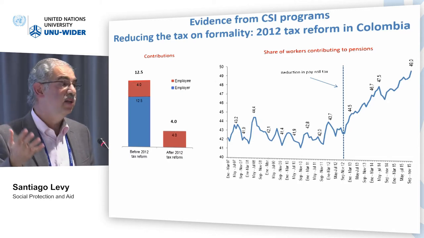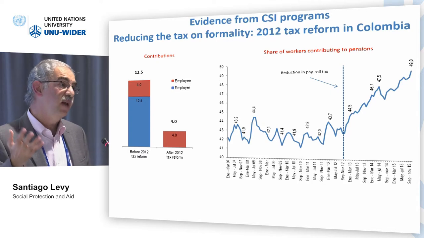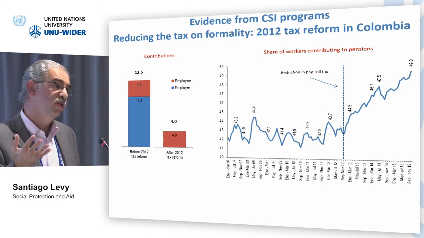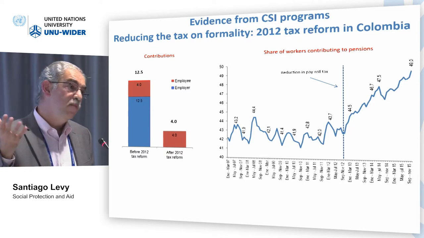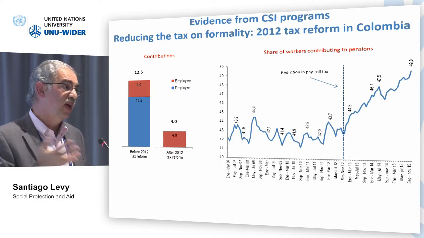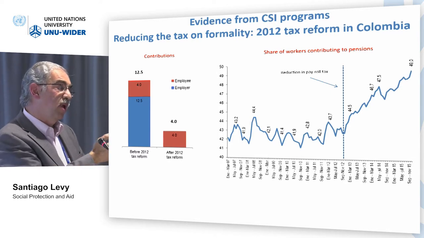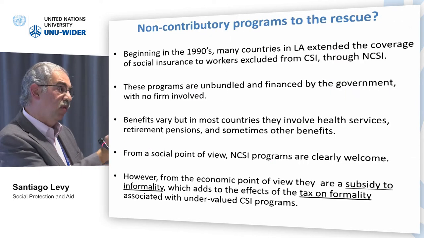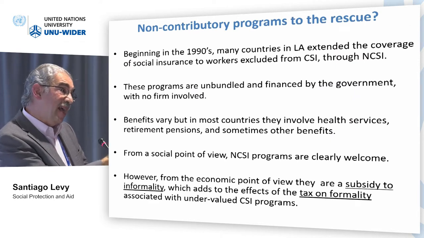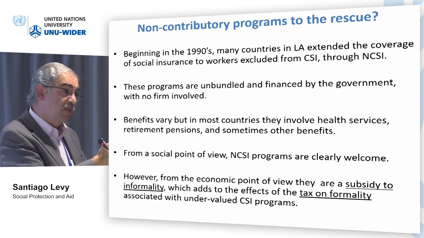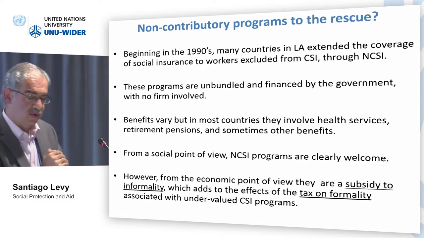By the early 1990s, the failure of contributory social insurance in Latin America was evident, as shown by the fact that more than half of the labor force was being left out of social insurance. And if you think about people transiting between formal and informal jobs, individuals were in fact less covered, because for part of their lives they were out of social insurance.